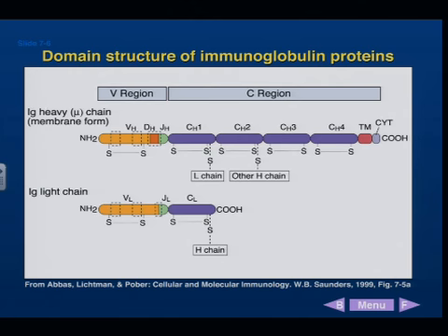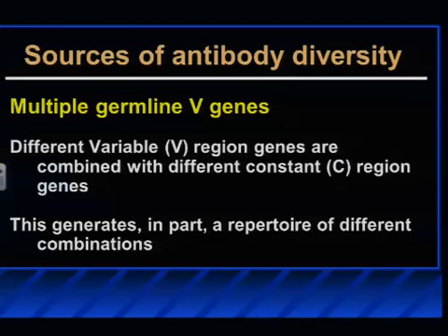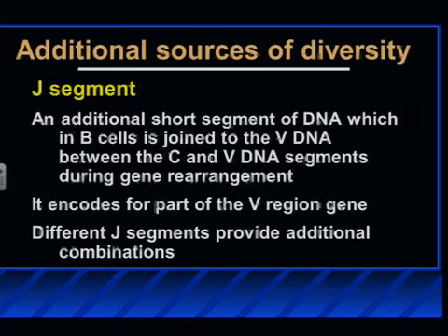So in order to create such enormous diversity, the first one is to have multiple germline variable region genes. Genes that encode for the variable region, and have lots of them. And attach them to a limited number of constant region genes. But that's not enough to create a very large repertoire. So then what you do is you have other segments of DNA that are attached to the variable region genes to create diversity. And one of them is the J segment. A J segment is an additional short segment of DNA that is attached to these variable region genes. And I have a picture of it.